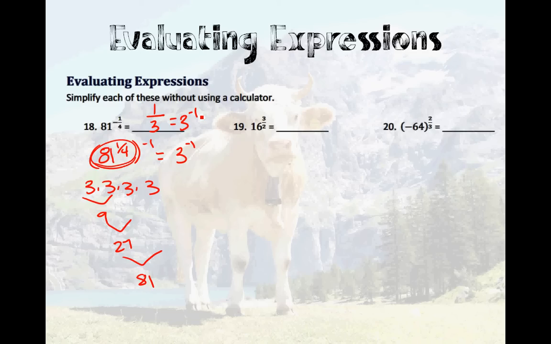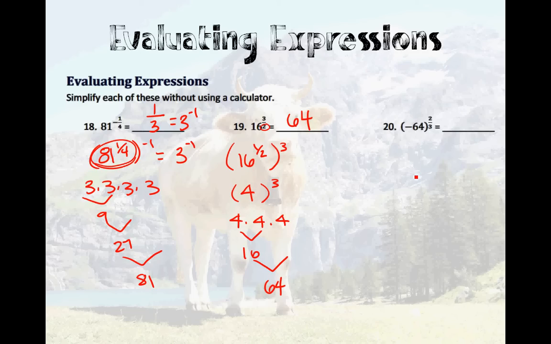So pause the video now and do 19 and 20, and then we'll go over them. Okay, so for 19, again, I want to address the denominator first. So I'm going to say 16 to the 1/2, and then that's cubed. So 16 to the 1/2 means the square root of 16, which is 4, and that's cubed. So 4 times 4 times 4, that's 16 times 4 is 64.